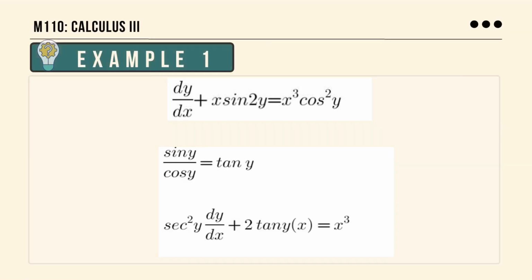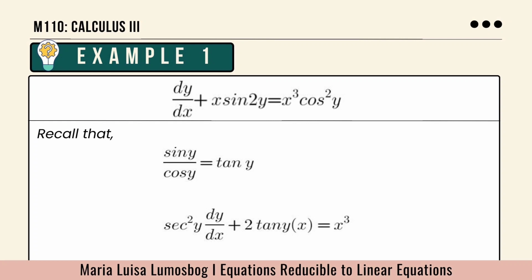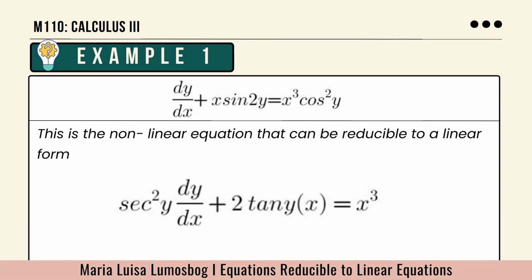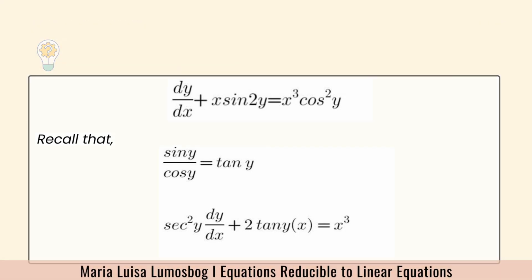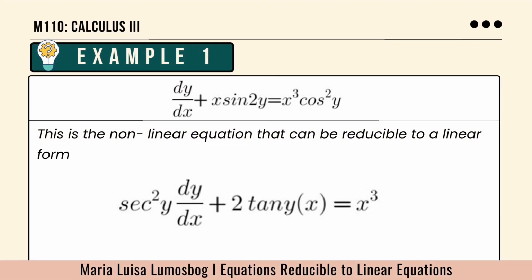As we could see, we could divide 2 sine y cosine y with cosine squared y. So we have now secant squared y dy over dx plus x times 2 sine y over cosine y is equal to x cubed. Then recall that sine y over cosine y is equal to tangent y. So we have secant squared y dy over dx plus 2 tangent y times x is equal to x cubed.